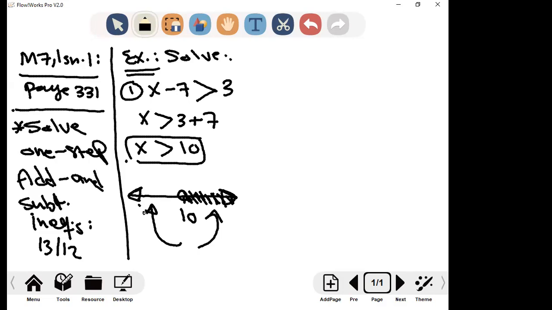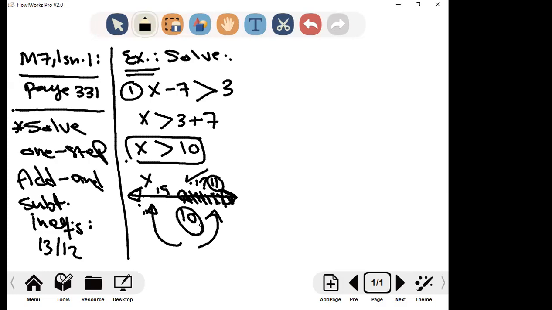And to check your answer, you choose any number here on this side. Any number, for example, 11. 11 is more than 10, right? Put 11 minus 7, it is 4. Is 4 more than 3? Yes. Here choose any number, for example, 9. 9 minus 7 is 2. Is 2 more than 3? No. So any number here is not a solution. Any number here is a solution.